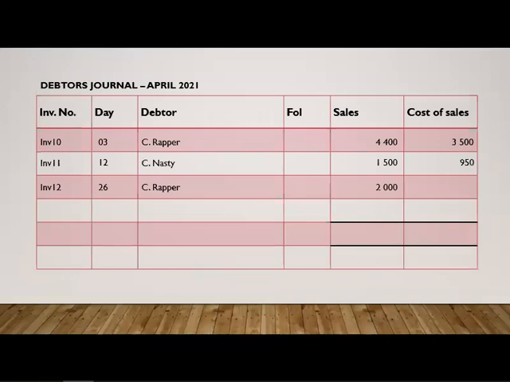It will be invoice 13, date will be the 29th, it will be CNST. The selling price was 500 and the cost price is 300. And since I'm basically done with my debtors journal, I will just total it up.